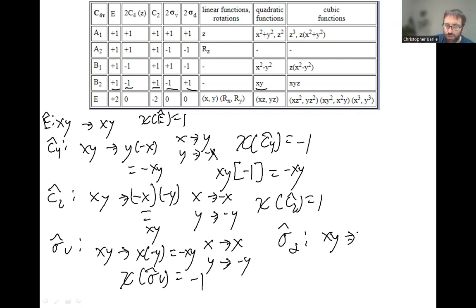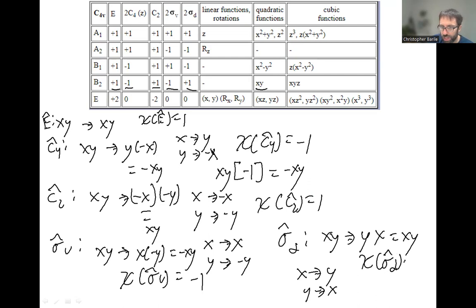xy, what does it go to? Well, for sigma d, x went to y and y went to x. That's the example we used. So we got xy going to yx, and of course yx is equal to xy, so nothing changed, so we get a 1. Indeed, that's what we got. So that's all you really have to do here for these quadratics.